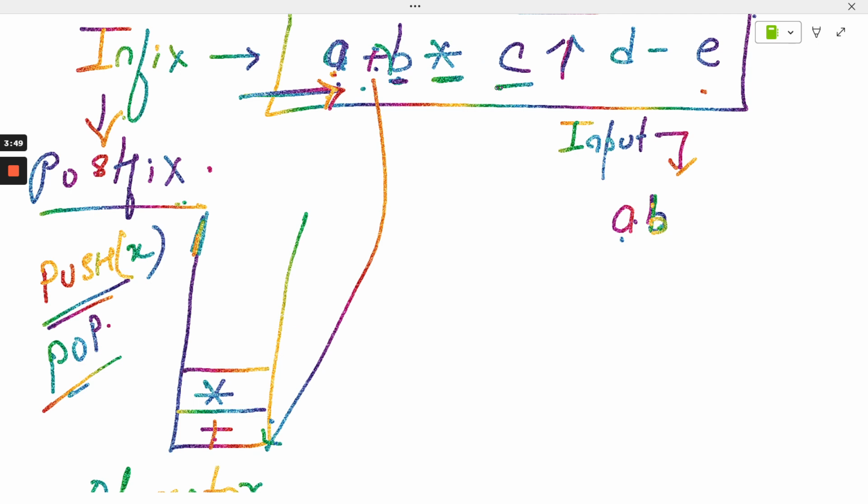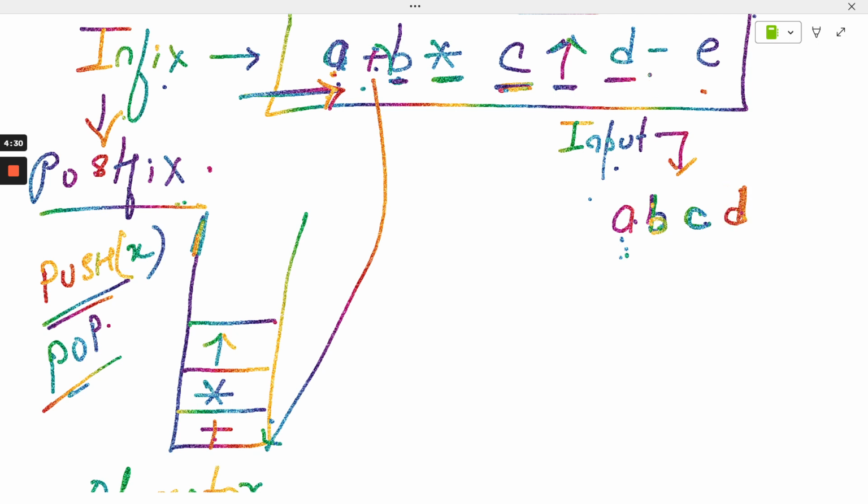Now we increment the pointer and come to c. c is an operand, so we put it inside this output string. It could be a string, or you can take it as a variable or something like that. For the time being, let's imagine that this is our input string, the infix string, and this is the postfix string. Now we have encountered c, so let's move the pointer ahead. Now we have this raised to operator, so we again push it into the stack. Then we encounter d, and we will write it here.